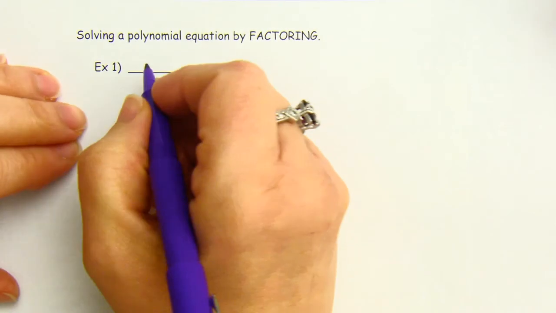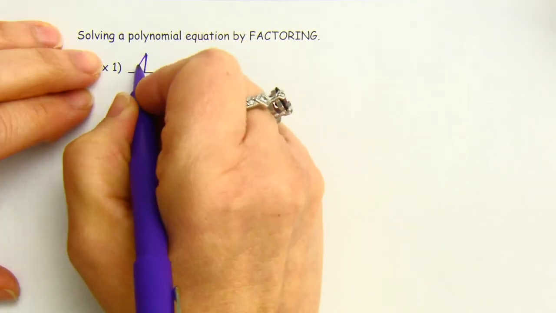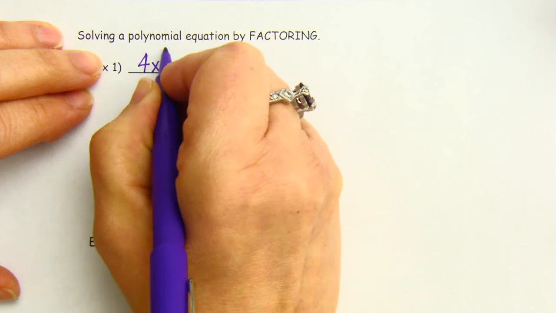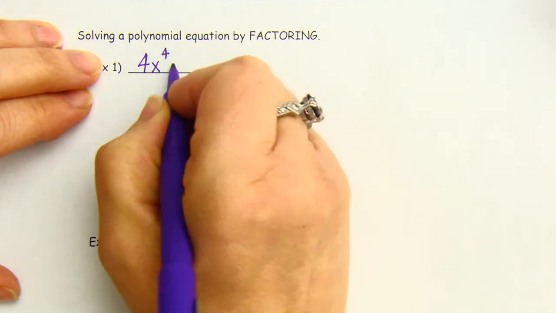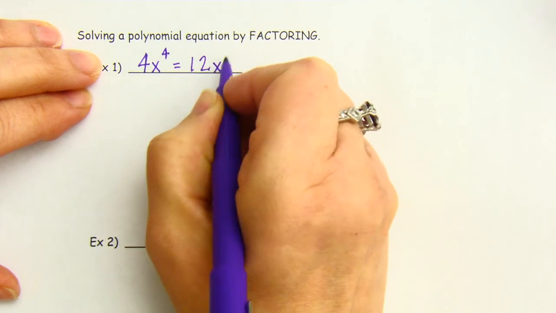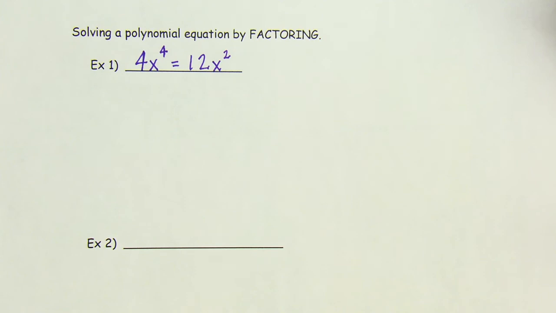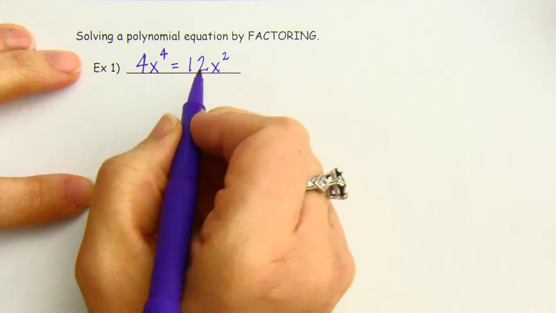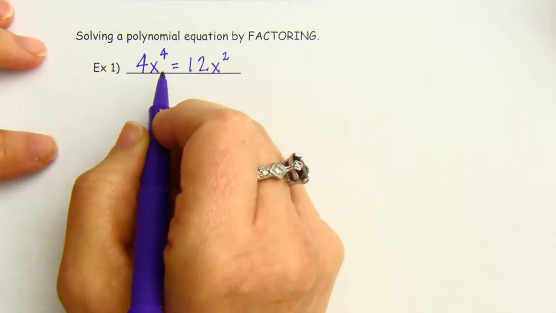So the first example is 4x to the power of 4 equals 12x squared. Now we are going to factor, and to factor you must have everything on one side set equal to 0, because remember, we're going to use ZPP, the zero product principle. You can't use that principle unless everything is set equal to 0. So I'm going to move 12x squared over here with the 4x to the 4th by subtraction.